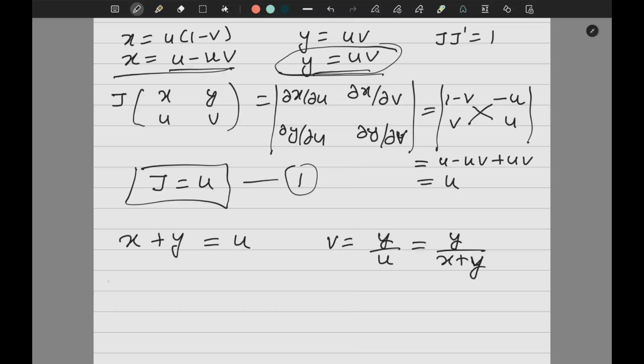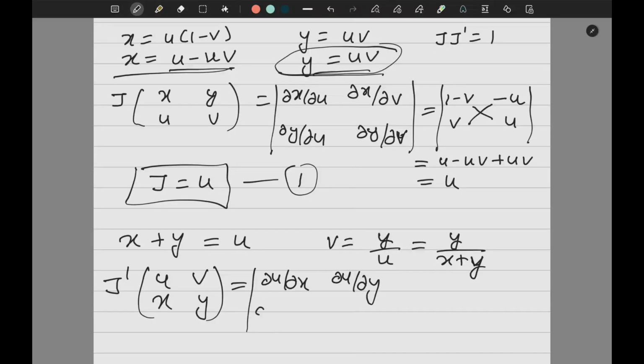So now I will define my J dash, which is (u, v) with respect to (x, y), which is dou u by dou x, dou u by dou y, dou v by dou x and dou v by dou y. Right? So now let me put the values. What is dou u by dou x? 1. What is dou u by dou y? 1. What is dou v by dou x?